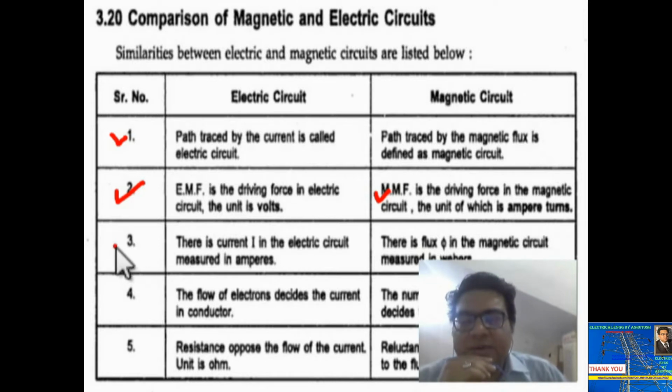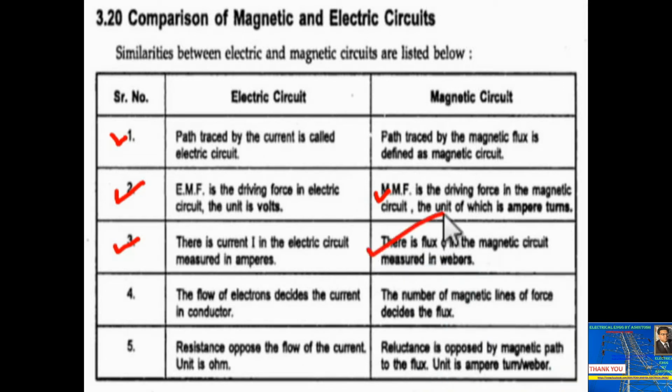Then see the third point, there is current in electric circuit. Current flows in the electric circuit, measured in ampere, but in case of magnetic circuit there will be flux, measured in Webers. And then point number 4, the flow of electrons decides the current in a conductor. In magnetic circuit, the number of magnetic lines of force decides the flux. So the flow of electrons is current, and the number of magnetic lines of force is flux.